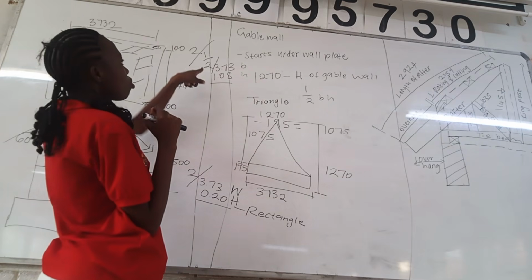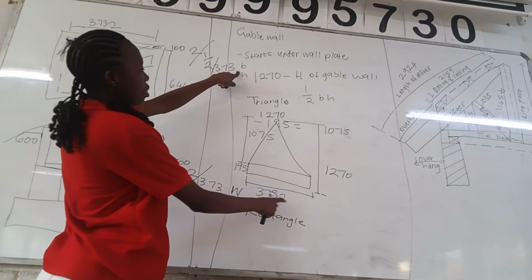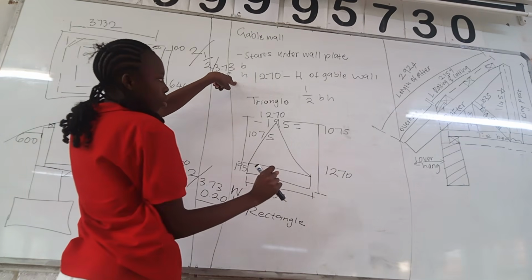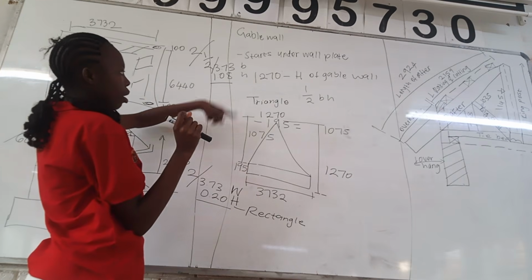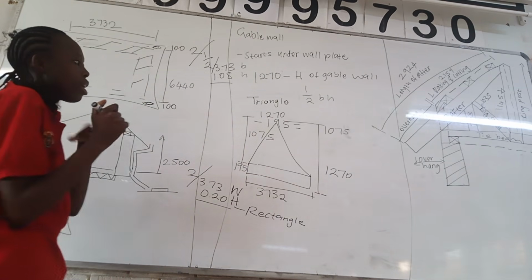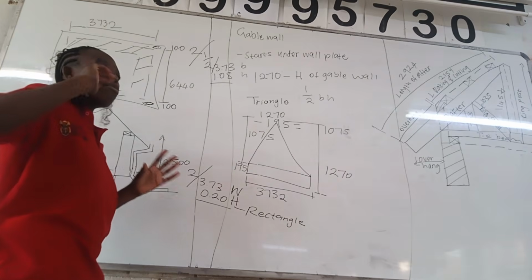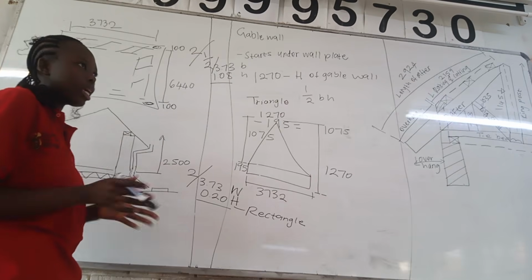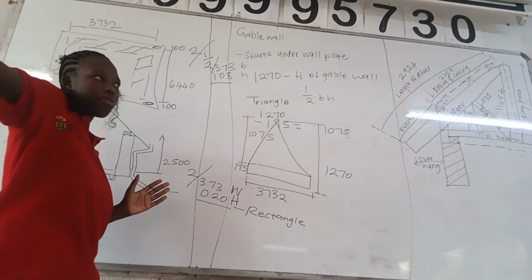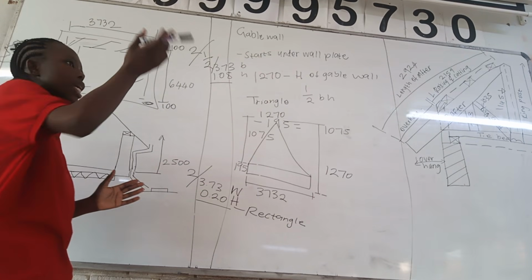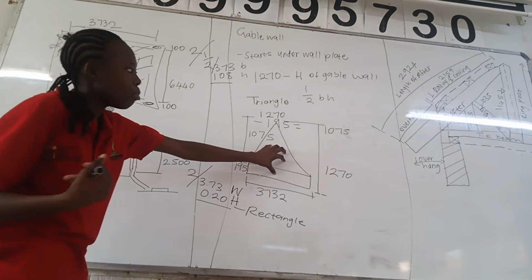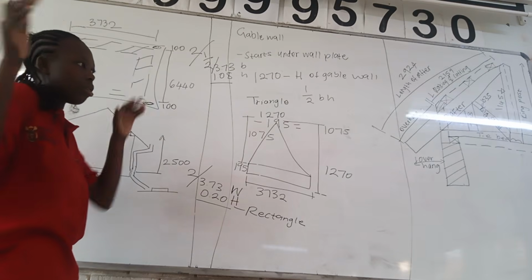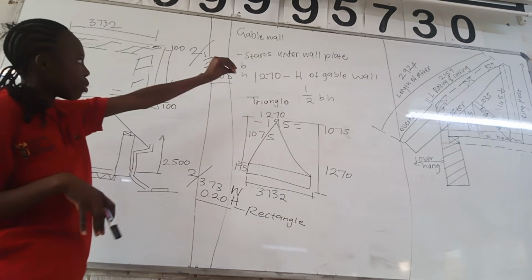That is our height. So it's half base, which is 3732, and then the height that we got by saying 1270, height of the gable wall minus height of the rectangle. So it's 1075. And then remember that this gable wall, if we are dealing with a house that has a gable wall, it means at the front there will be a gable wall, and also at the back there will be a gable wall. So this gable wall is just for the front. So we need to multiply by 2 to show that it's at the front and also at the back. And then we are done with the triangle.